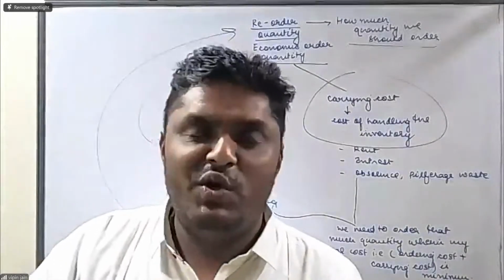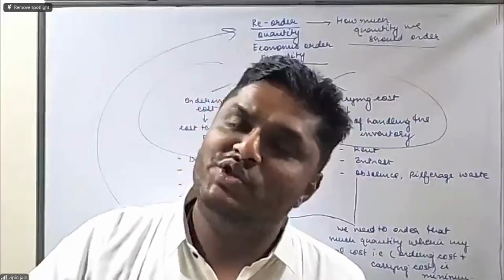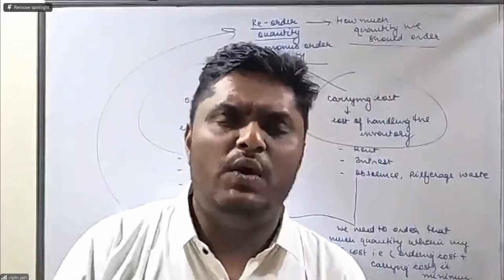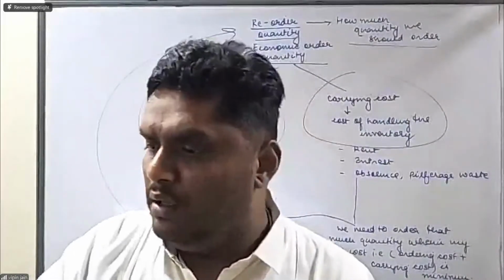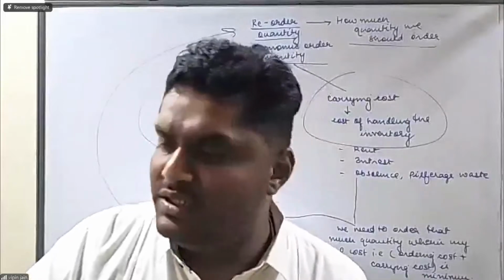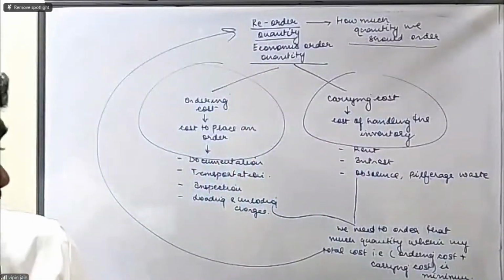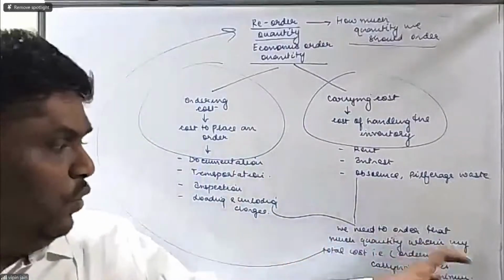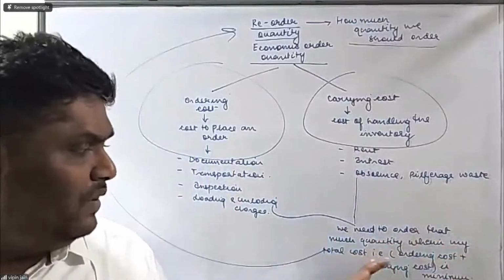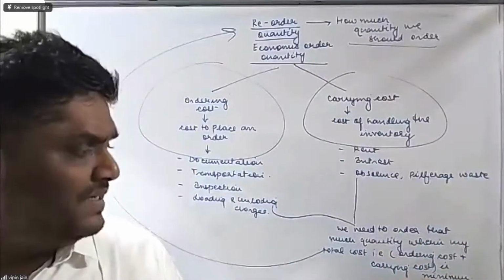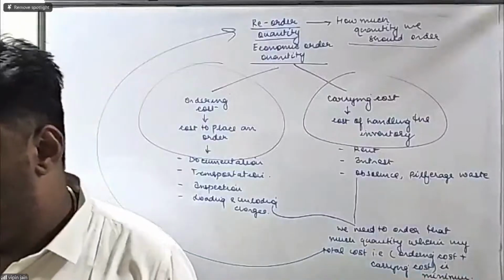Rohan, purchase cost is irrelevant because purchase cost will be the same. Assuming if there is any quantity discount, we'll work out on it. But again, assuming purchase cost is same in either of the cases. So we need to order that much quantity wherein my total cost, that is ordering cost plus carrying cost, is minimum.